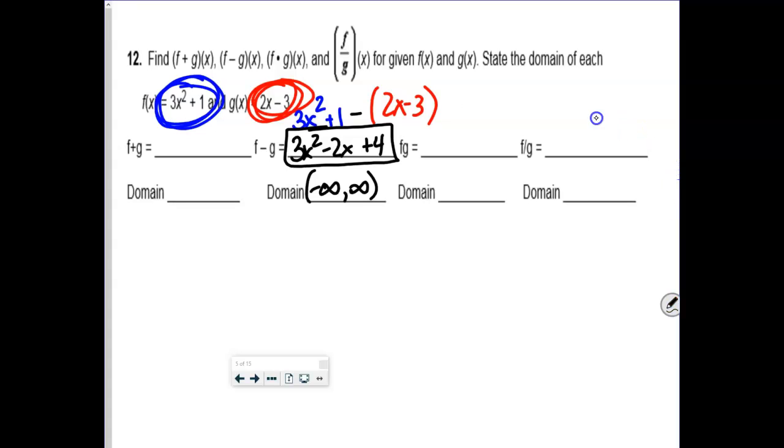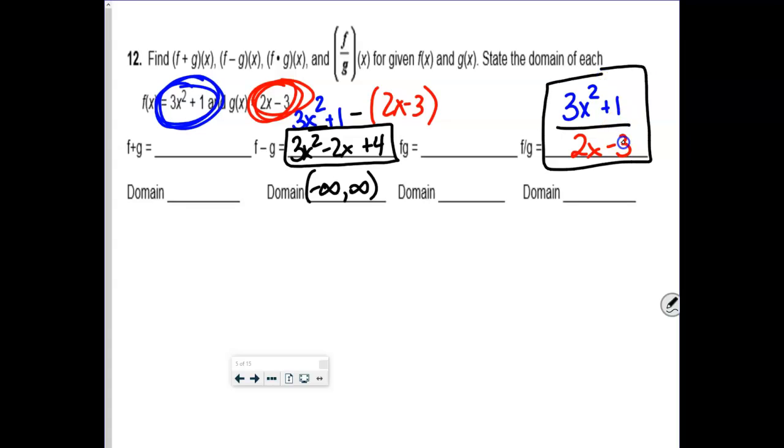Can we talk about f divided by g? The setup is not difficult. You write function f in the numerator. You write function g in the denominator. And I don't need you, oops, it's minus, isn't it? I don't need you to simplify this at all, because there's no like terms to collect in the numerator or denominator, so just leave the function itself like this.